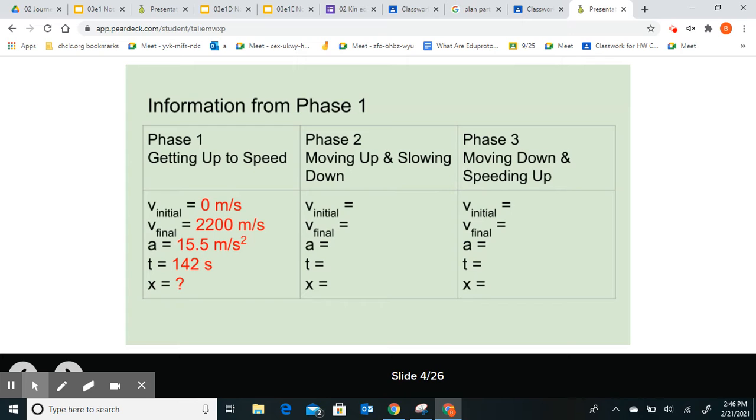We calculated the acceleration last time using our kinematic equation 1, and that was 15.5 meters per second squared. And the time period over which this happened was 142 seconds. And we're going to come back to this graphic the next time we do notes, filling in phase 2, and then doing calculations for phase 3.